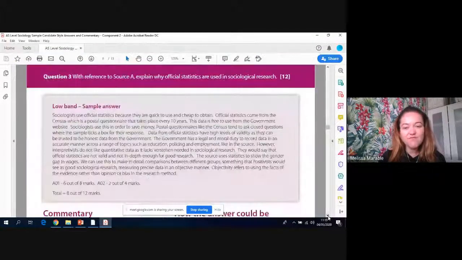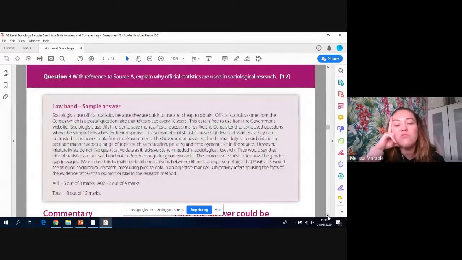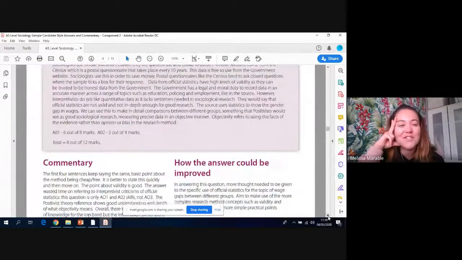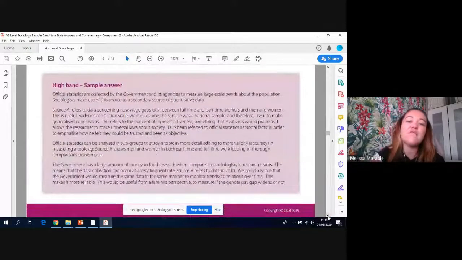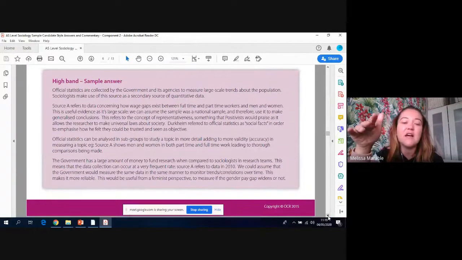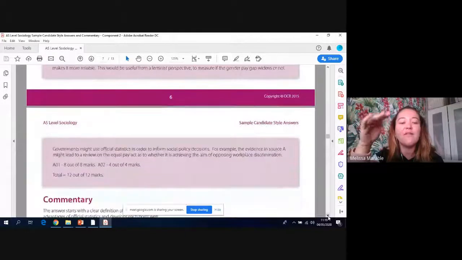Low band, you know, that's really, no, that's not enough information. You can just tell. This, paragraphing. So you've got your first paragraph, core meaning, secondary or primary, and then you've got your 3 key things, relating it back to the source, and then the theory right at the end, 12 out of 12.